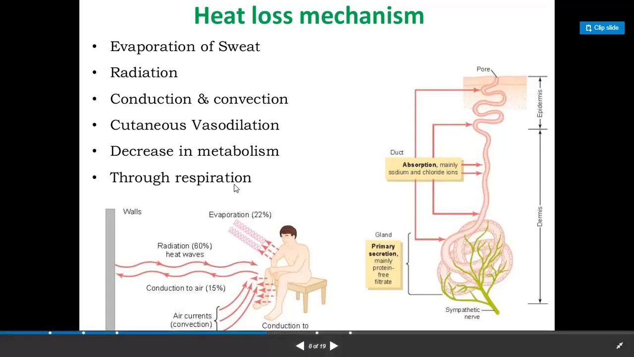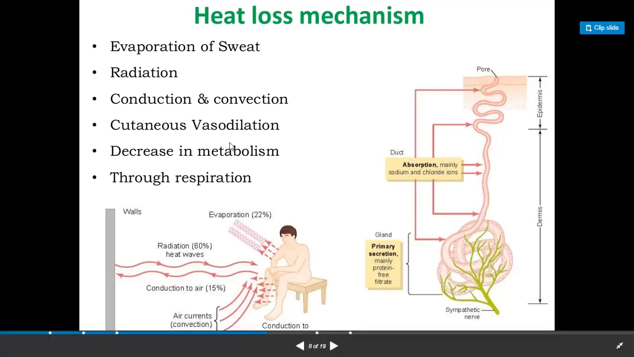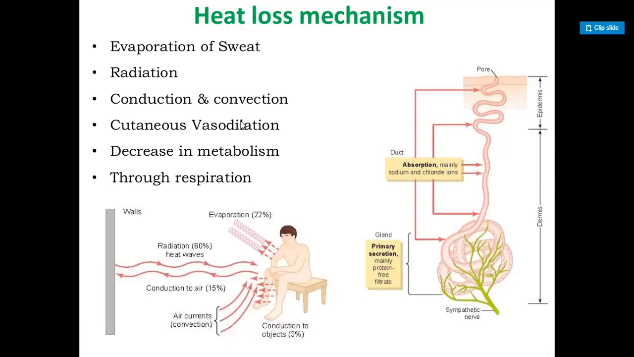And then through respiration, as you are breathing. So anytime you are feeling so hot and you want to lose heat, you breathe faster. So as you are breathing, you see that hot air is coming from your nostrils. Okay, if you put your hand a little bit close to your nostrils and feel the temperature of the air that comes out, you will see that it is a little bit warm air. So that is another way for you to lose heat from your body. So these are homeostatic mechanisms that help you to lose heat.